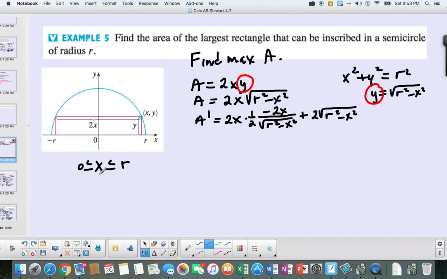Also, the domain is going to be from 0 to r, but neither 0 nor r are going to be solutions that I want to use because they won't create a rectangle. They'll be a flat rectangle.